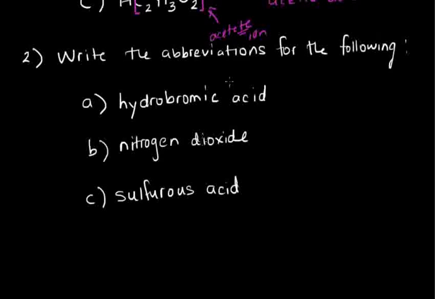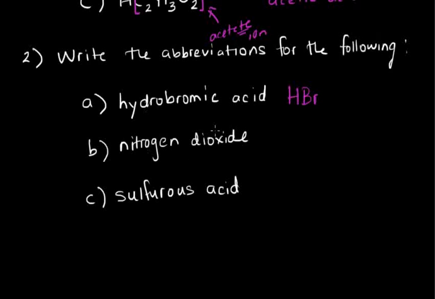Alrighty, welcome back. This first one is pretty simple. Remember that whenever we have hydro and ic, the ending of our anion is going to be ide, and so the anion in this case is going to be bromide. This isn't a covalent compound, this is an ionic compound, it's an acid, so the anion is bromide, the cation is hydrogen, and so this is HBr, hydrobromic acid.